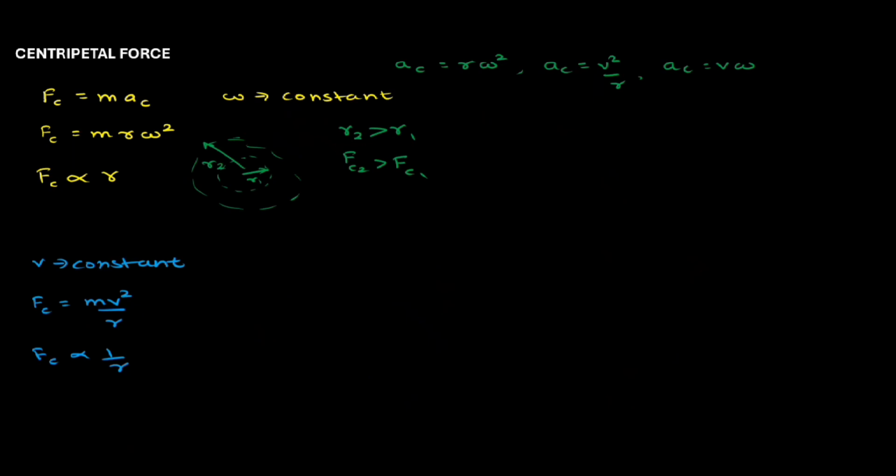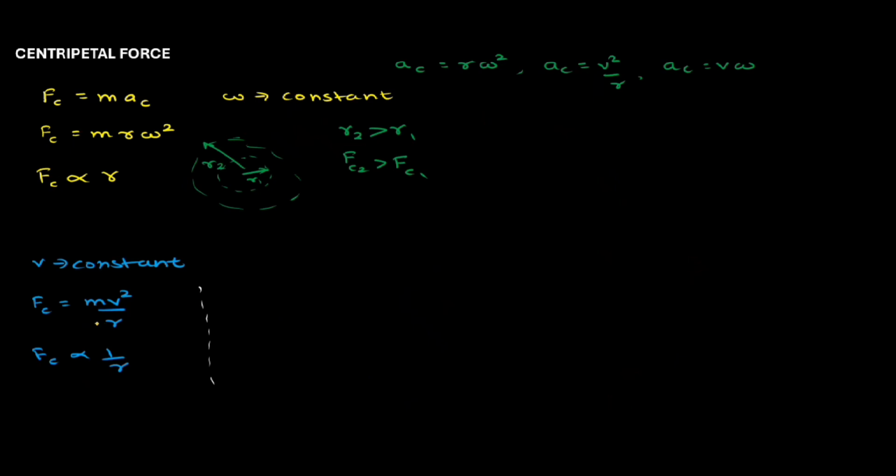So we can have two different cases of how centripetal force changes with distance r. If omega for a particular situation is constant, centripetal force is directly proportional to r. It will increase when you increase r. But if linear velocity is constant, then centripetal force is inversely proportional to r.